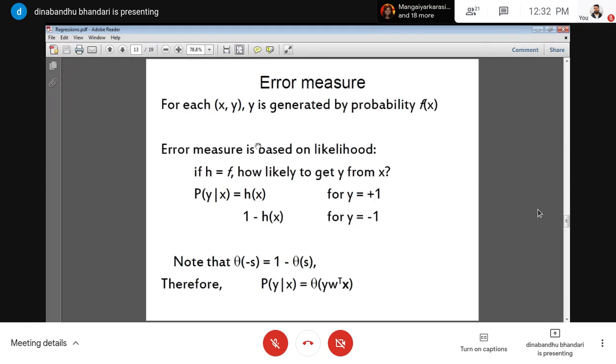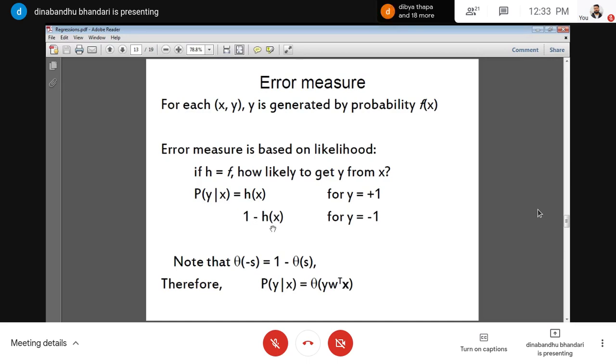Remember that one. So for each xy, y is generated by probability Fx. Error measure is based on likelihood. Instead of calculating the square error here, for probability it is always the likelihood, that is the chance of something occurring. Now, if h equal to f, how likely is it to get y from x, right? This is the hypothesis h, that x has occurred. We have seen these parameter values. What is the chance of the landslide occurring? That is hx. And if y is -1, then it has to be 1 minus hx.